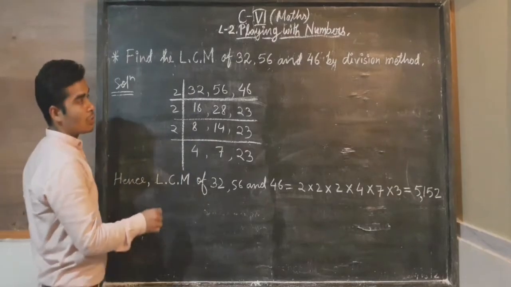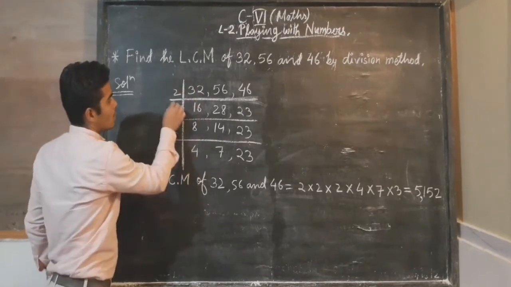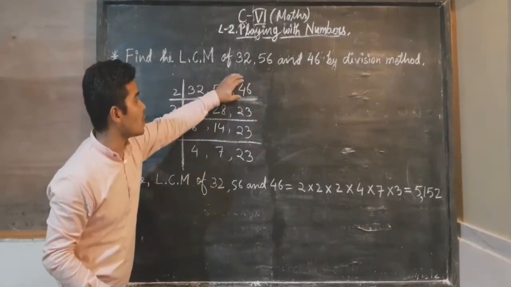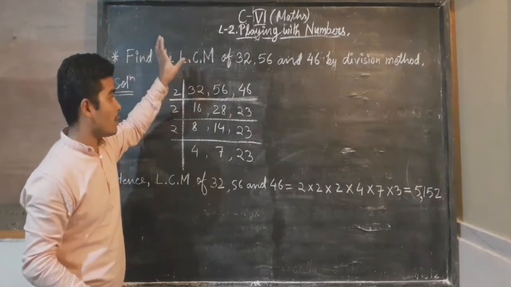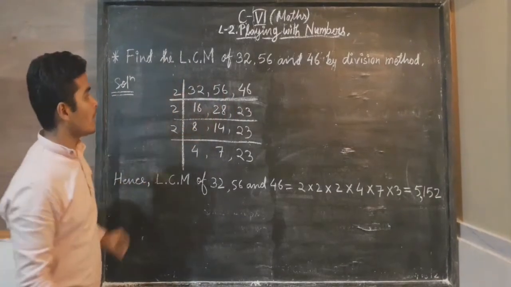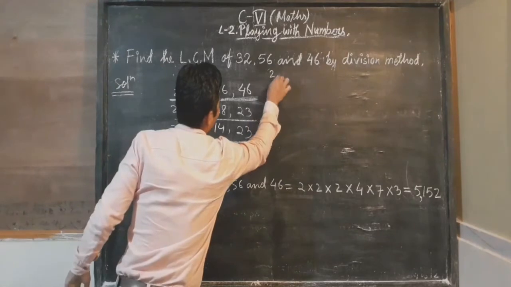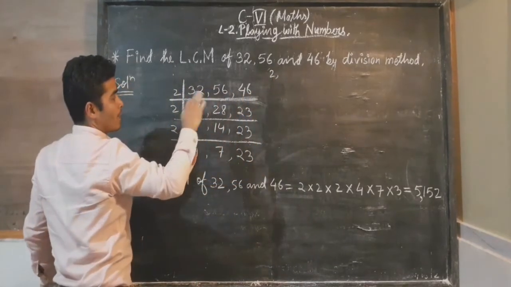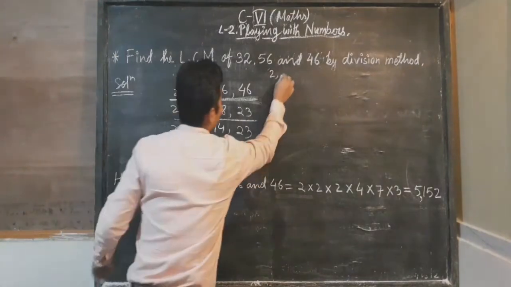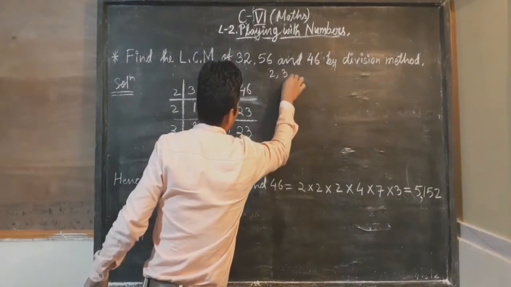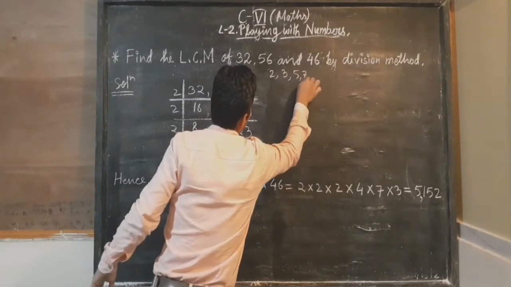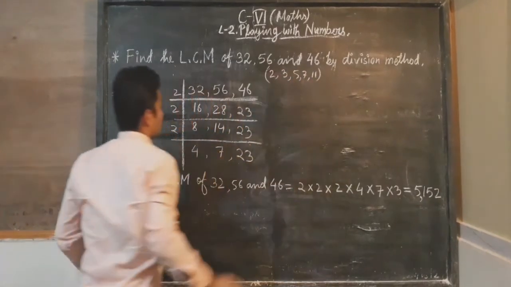First of all, what should we do? We should make a house like this. After that, we should put the numbers into this house in any order. And after that, we should divide these three numbers by prime numbers. For finding LCM by the division method, or finding HCF also, we should keep in mind some of the prime numbers: 2, 3, 5, 7, 11, at least up to this much.